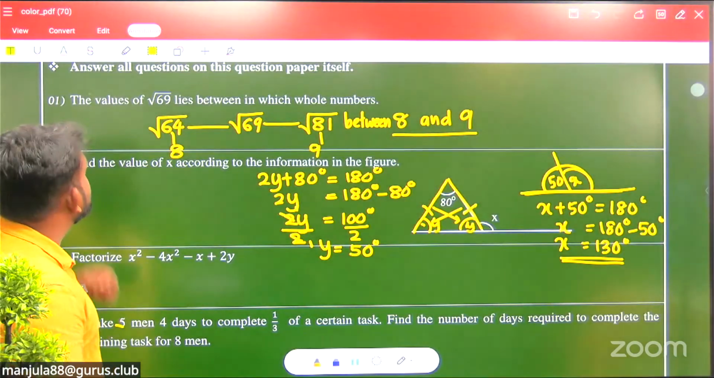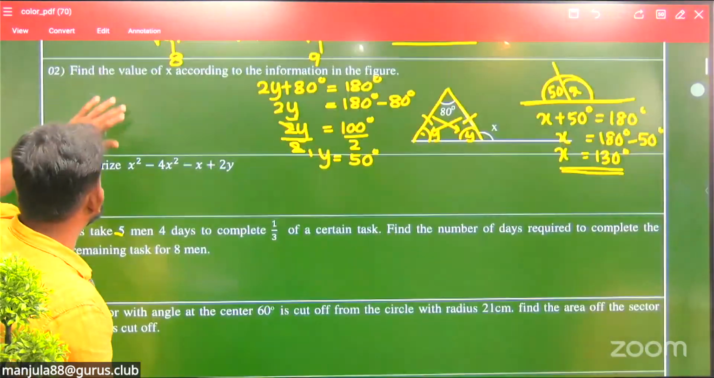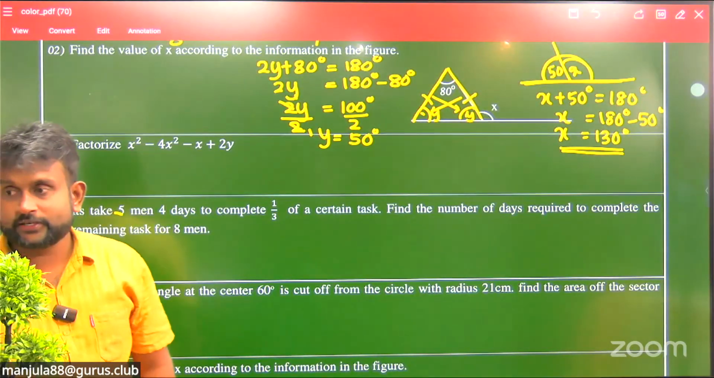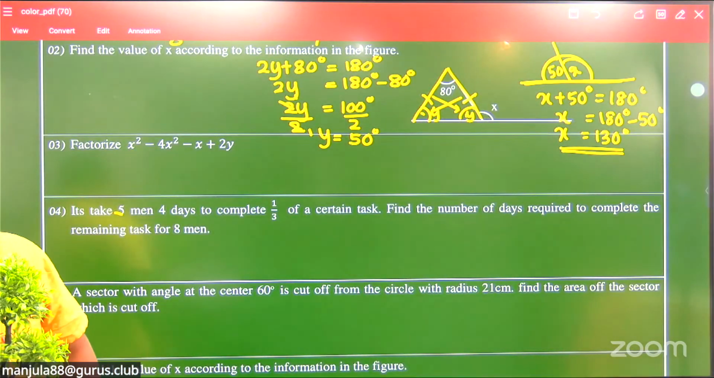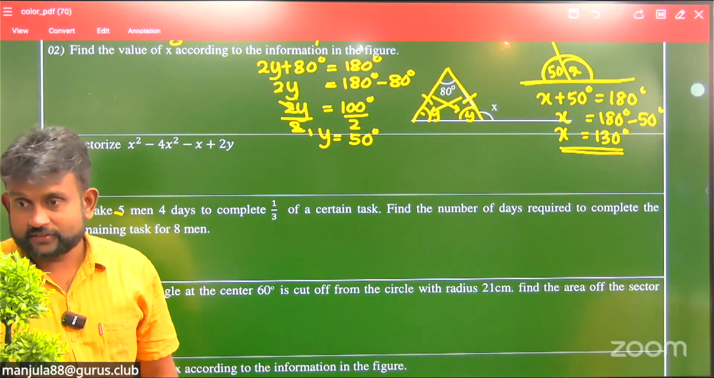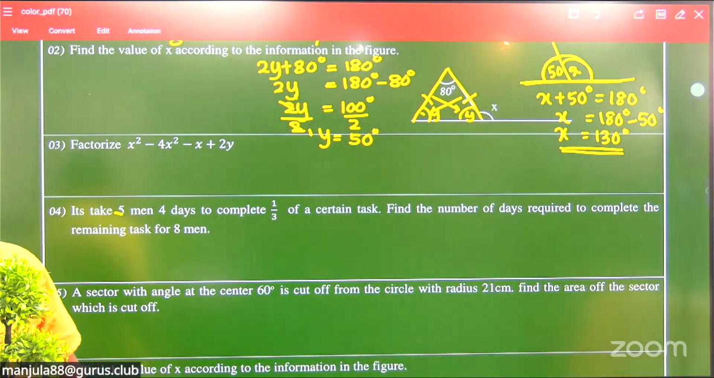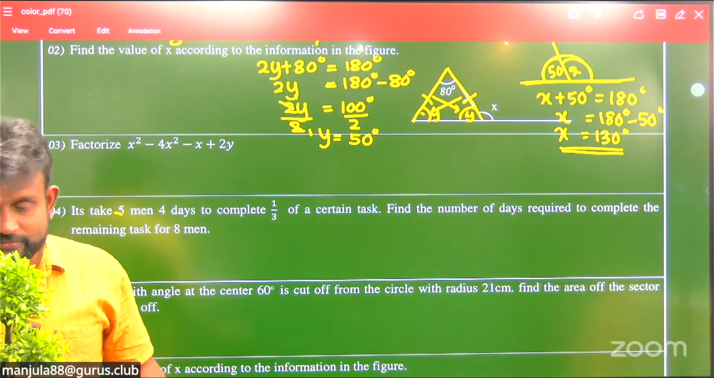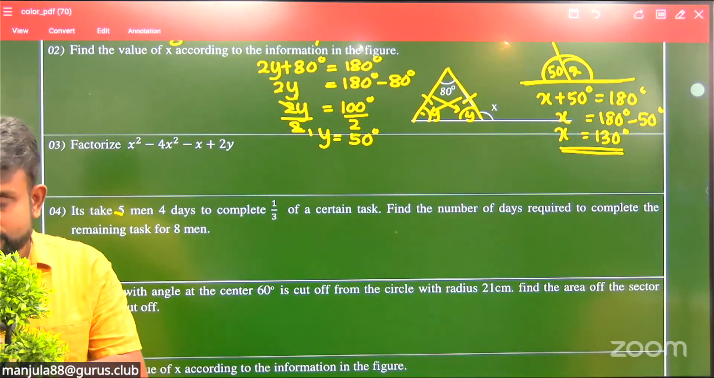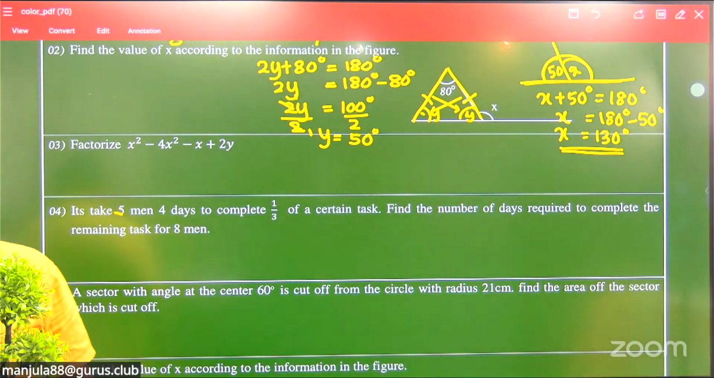Right. Did anyone complete this third question? Hands up, those who completed. What was your answer? Send me a message. What was your factorizing? Did you get the answer?